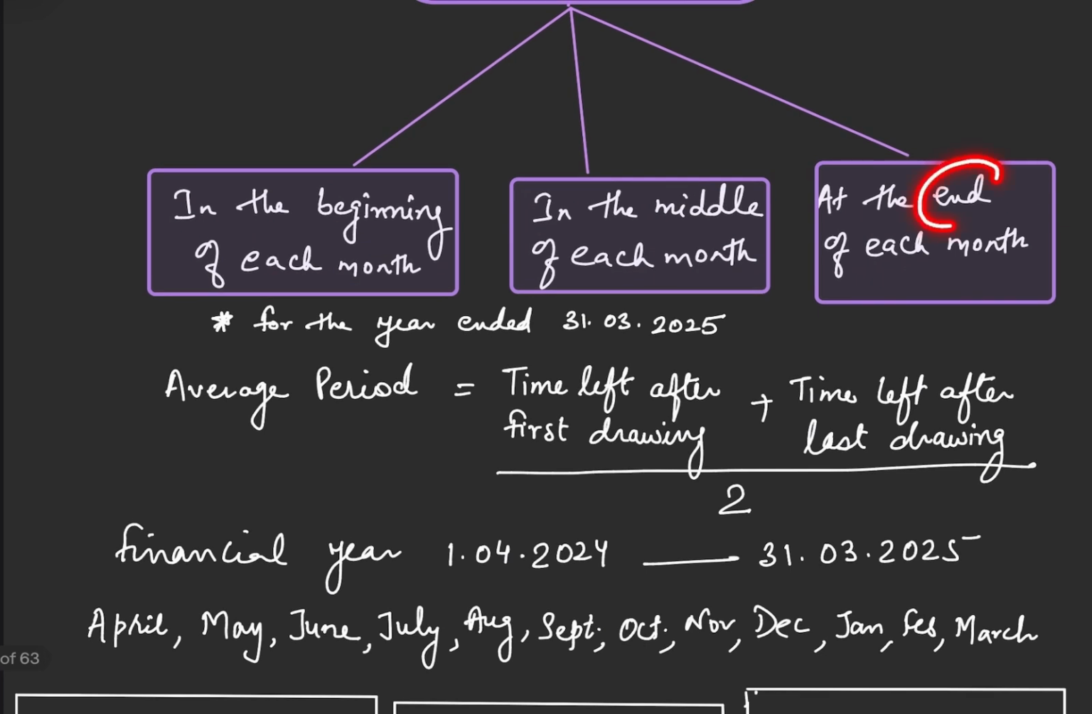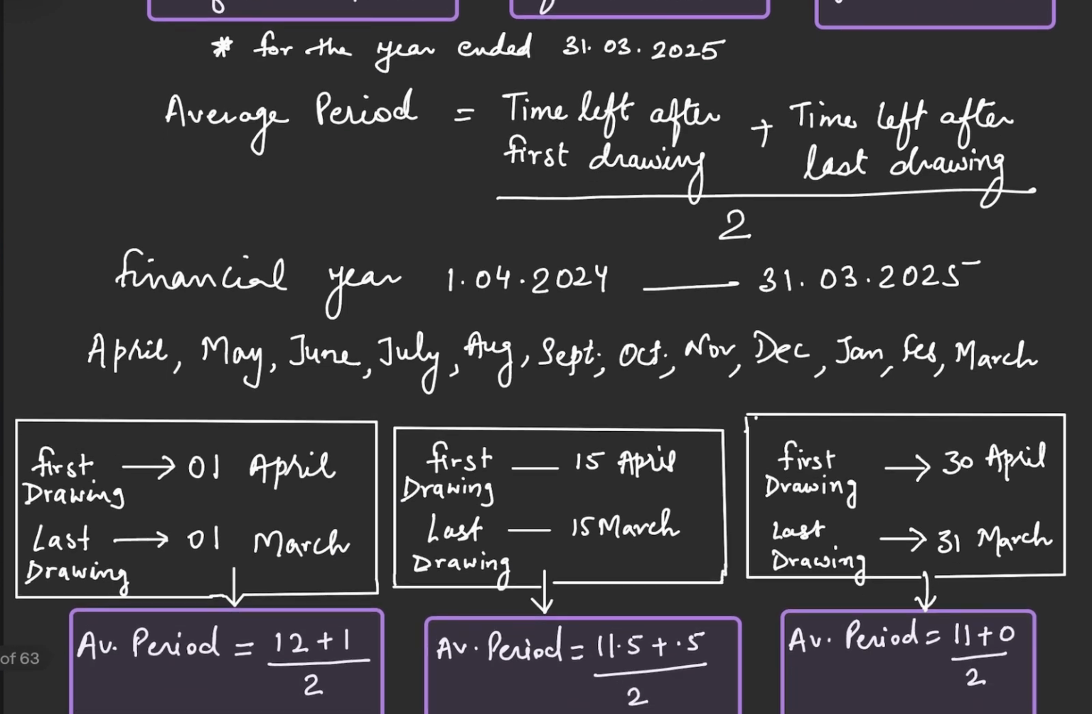If the amount is withdrawn at the end of each month, again throughout the year it will be withdrawn on the last day of every month, that is 30th April, then 31st of May, and so on. And the last drawing will be made on 31st, the last day of the month, that is 31st of March, right? Now see the time left after the first drawing.